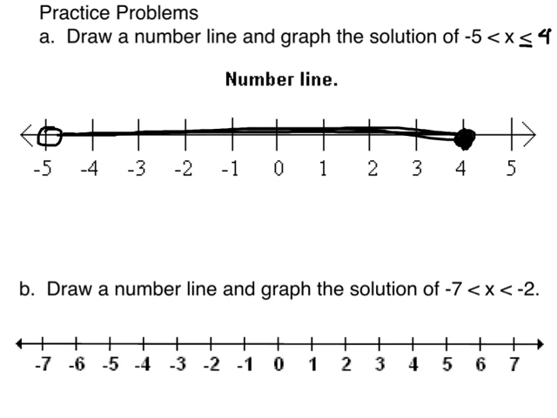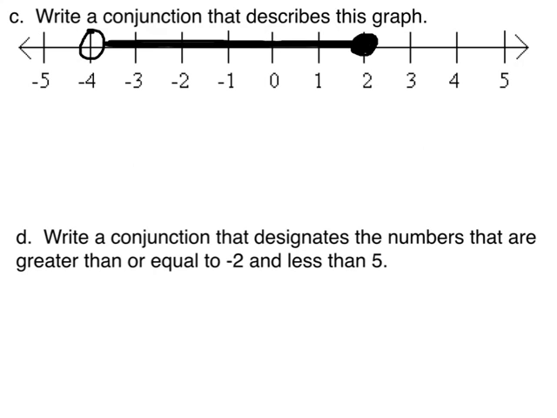B says, draw a number line and graph the solution of x is greater than negative 7 and it is less than negative 2. So, negative 7, negative 2, x is everything in between. Okay? Then finally, in C we have a graph and it says write the conjunction.